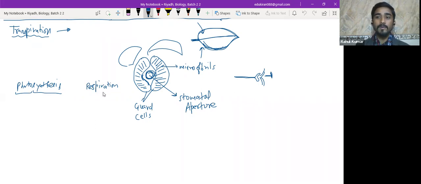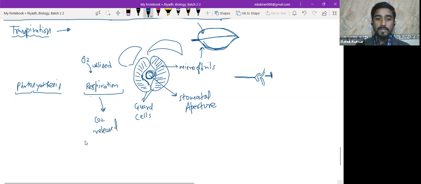Remember I told you this, metabolism. Every living cell has to respire, where they break down starch or glucose, a source of energy, to make energy, with oxygen used and CO2 as a byproduct. So in the process of respiration, O2 is utilized and CO2 is released as a byproduct.